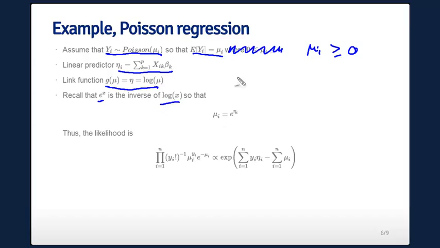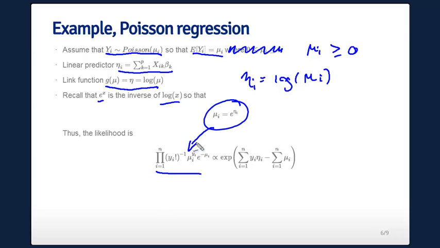So if eta i equals log mu i, then we can turn around and invert it and write that mu i equals e to the eta i. So if we write out the Poisson log likelihood and simply plug in for our mu's, plug in e to the eta i, then we wind up with an expression that looks something like this.